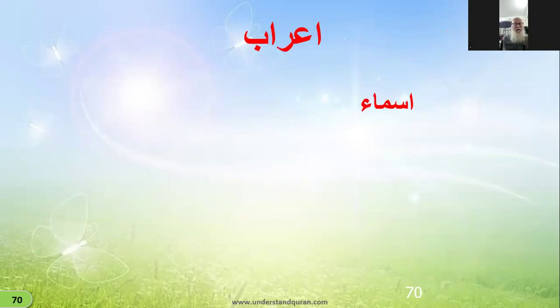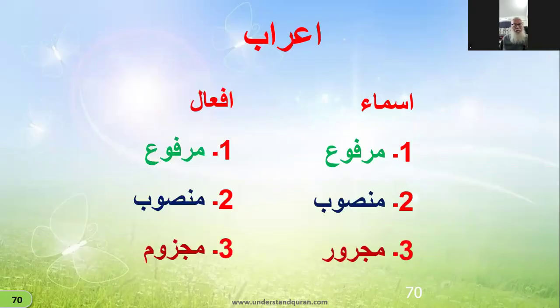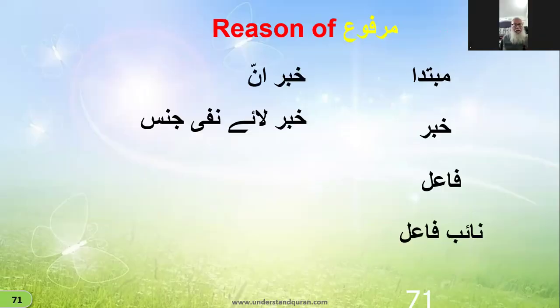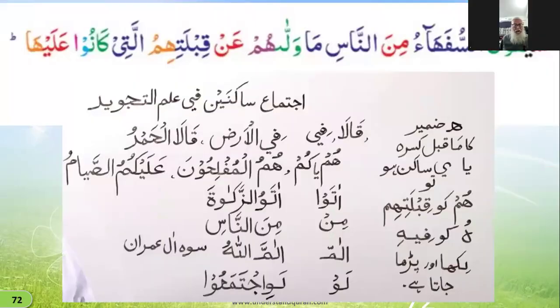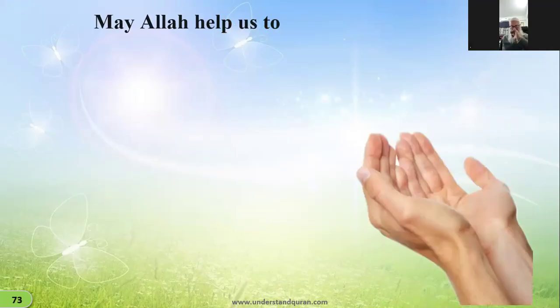Then we saw the irab of Asma is Marfu, Mansub, Majrur, and Af'al, Marfu, Mansub, Majzum. Then we saw the reasons for Marfu: maybe Mubtada, Khabar, Fa'il, Naib Fa'il, Khabru Inna, Khabru Laisa, Nafi Jins, Ismu Kana, Ismu Laisa. So this we have already done. So let's go to the next lesson.